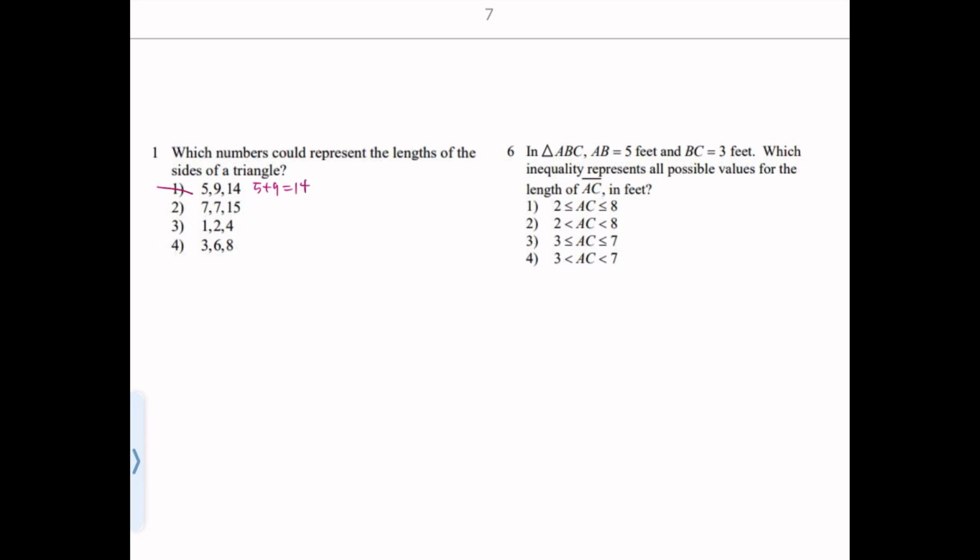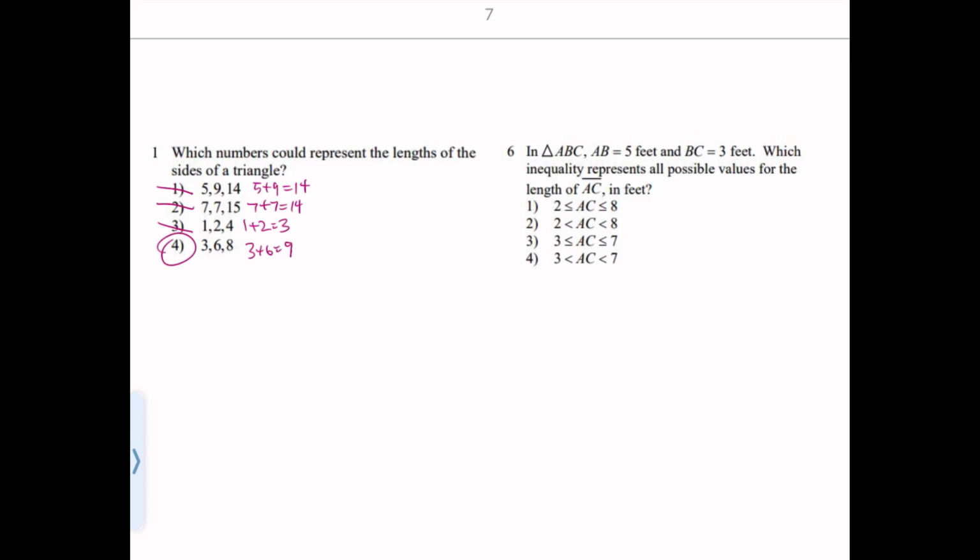So number 1 is not the answer. 7 plus 7 is equal to 14, which is less than 15, so 2 is not the answer. 1 plus 2 is equal to 3, which is less than 4, so 3 is not the answer. 3 plus 6 is equal to 9, which is greater than 8, so number 4 is the answer.